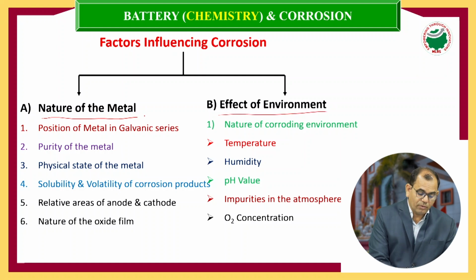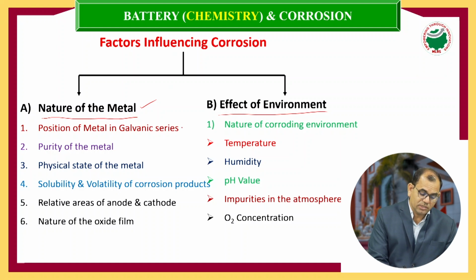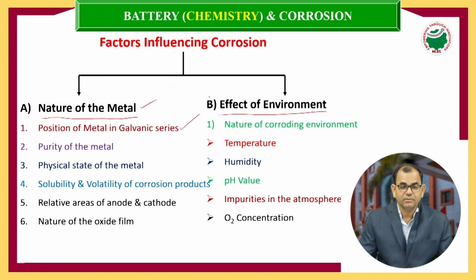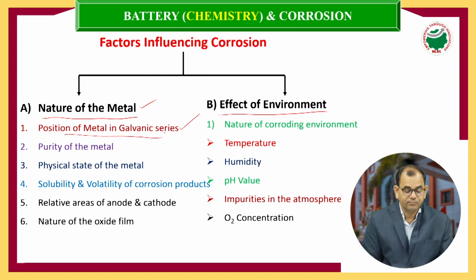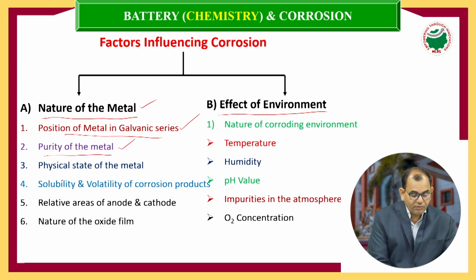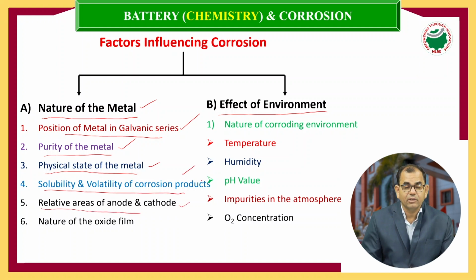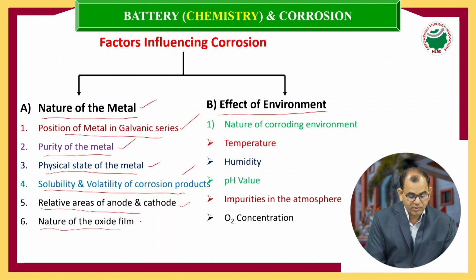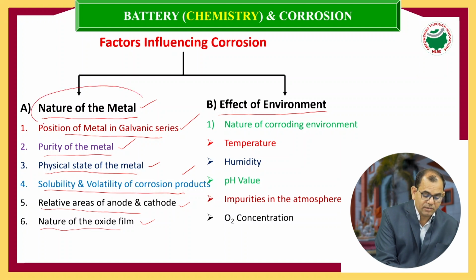When we talk about the nature of the metal, how does the nature of the metal lead to corrosion? There are several factors subcategorized into this: position of the metal in the galvanic series, purity of the metal, physical state of the metal, solubility and volatility of the corrosion products, relative area of anodic part and cathodic part, and lastly the nature of the oxide film. So these are the 6 factors which influence corrosion and come under the nature of the metal.